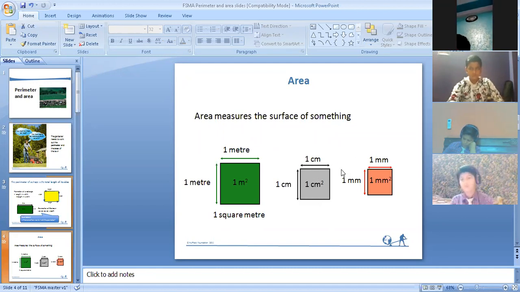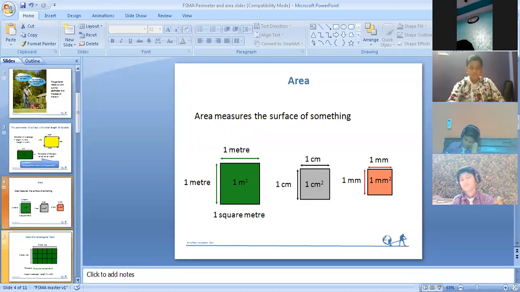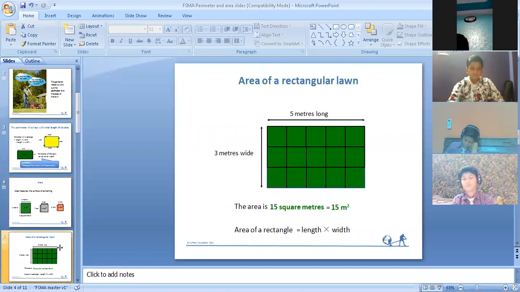Centimeter is smaller than meters, so 1 centimeter square. Millimeter is smaller than centimeters, so 1 millimeter square. Whatever the units are given, accordingly, we have to multiply and find out the area. Perimeters are not in squares, only the areas will be in squares. If I take out the area of a rectangular lawn, then 5 and 3 are given. That is 5 3s are 15 meters square. This will be the area. Length into breadth. This will be the area of a rectangular lawn. So 15 meters square will be the area of a rectangular lawn.